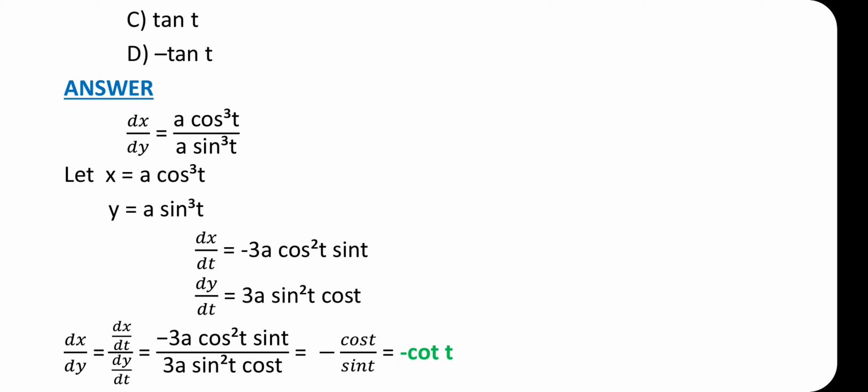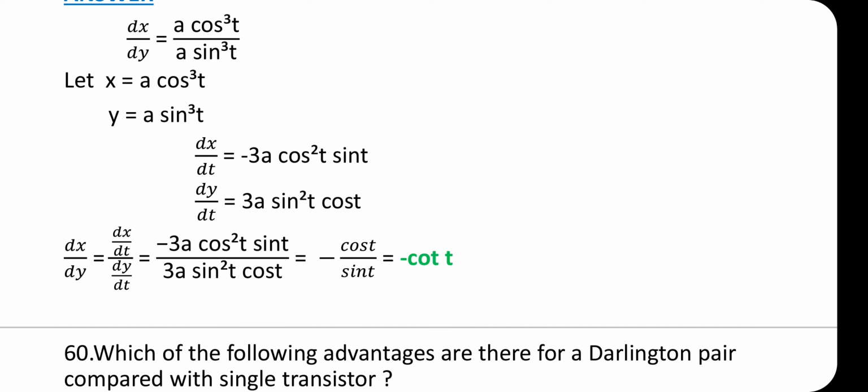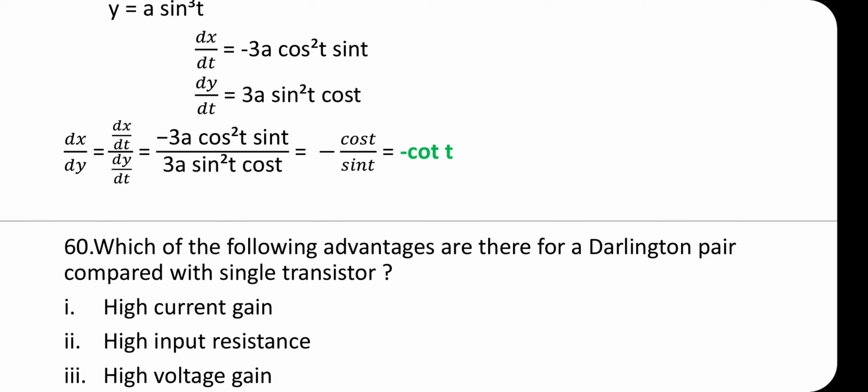That is minus 3a cos square t sin t, and dy by dt equal to 3a sin square t cos t. We need dx by dy, so divide dx by dt by dy by dt. We get the answer of minus cos t by sin t, which is equal to minus cot t.